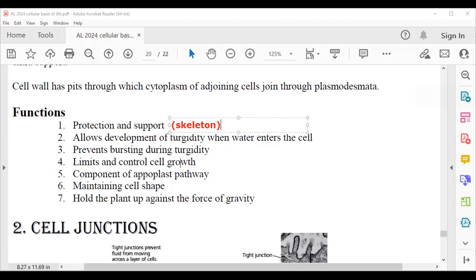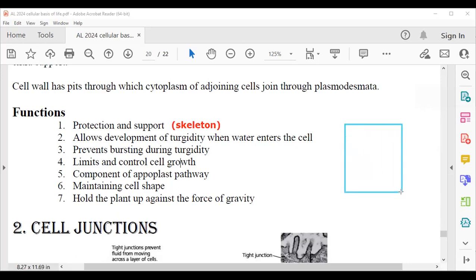Same time, with the support, cell wall is also important to develop the turgidity. When the vacuole enlarges, it will press the cell wall. When the cell wall is hard, it will tightly reject the pressing. Yes or no? Did you understand what I told you?